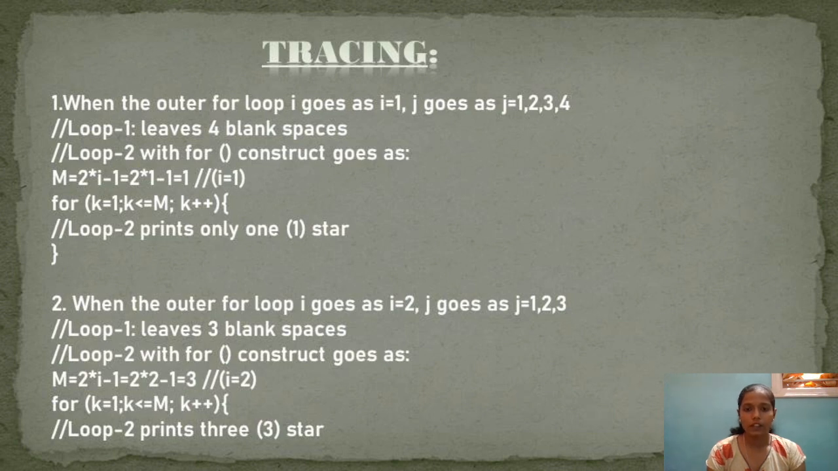And here comes the second iteration. When the outer for loop i goes as i equals 2, and j goes as j equals 1, 2, 3, here comes loop 1. In loop 1 it leaves 3 blank spaces, and loop 2 goes as m equals 2 times i minus 1, and the i value becomes 2. In loop 2, that is for k equals 1, k less than or equal to m, and k increment. Here ends loop 2 and it prints 3 stars.